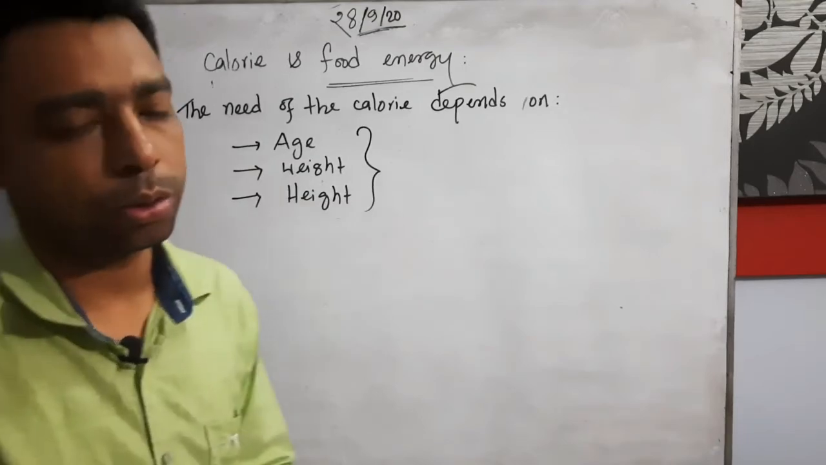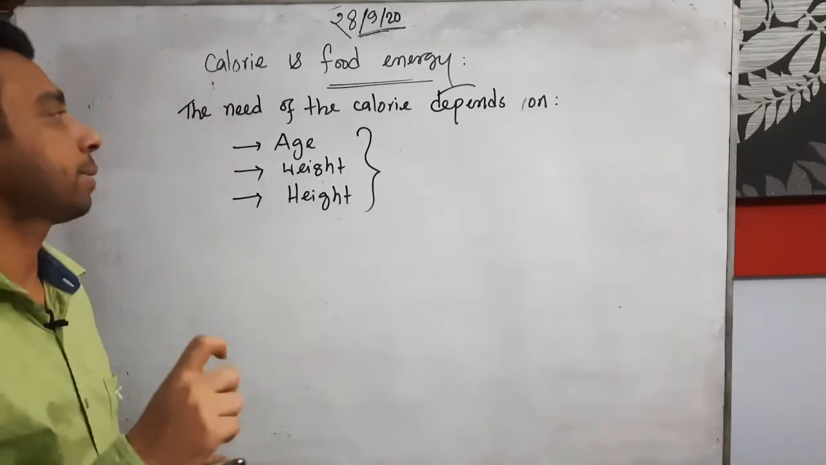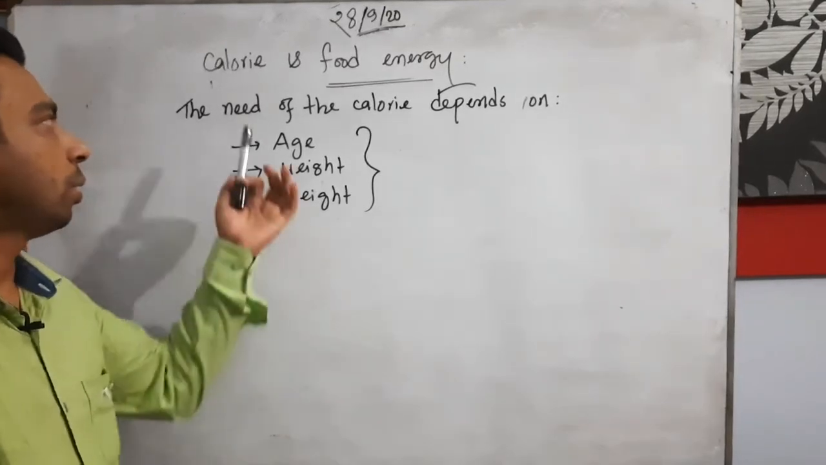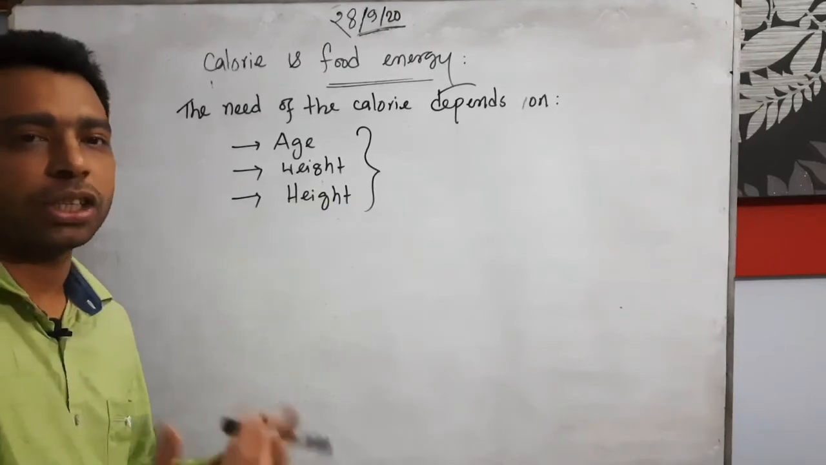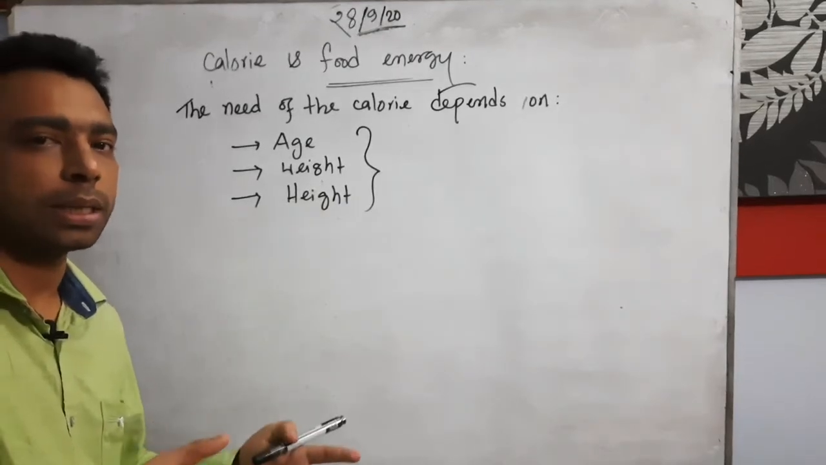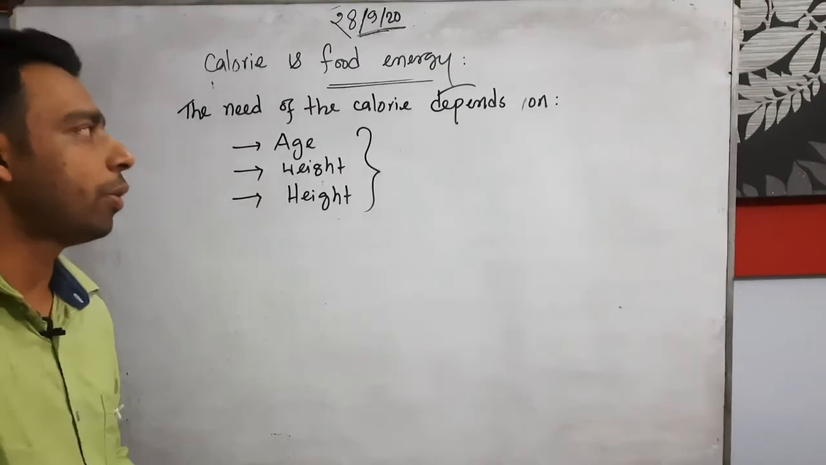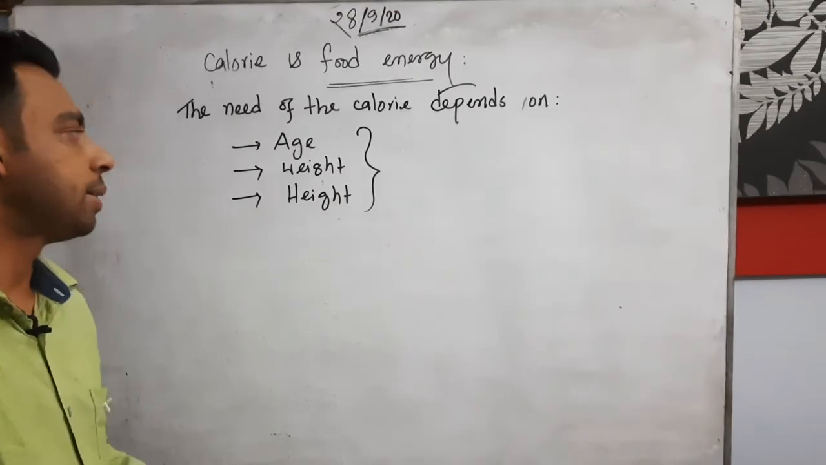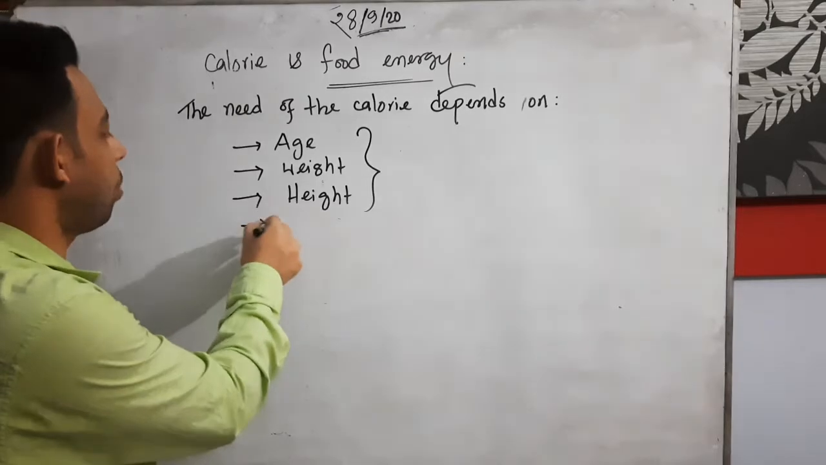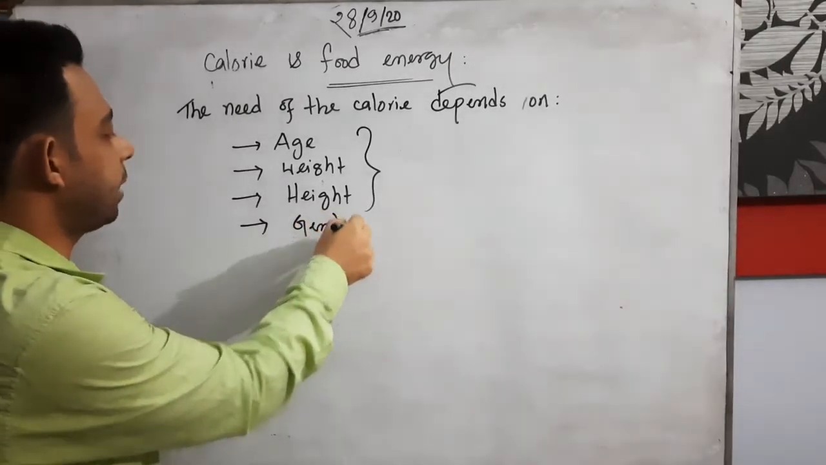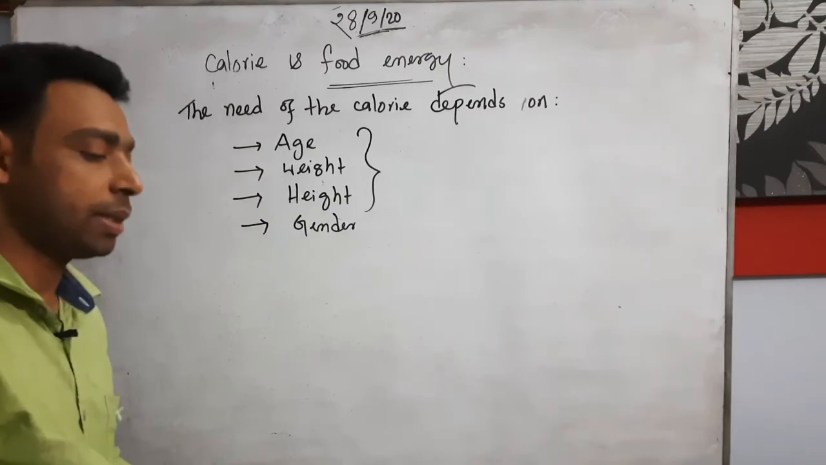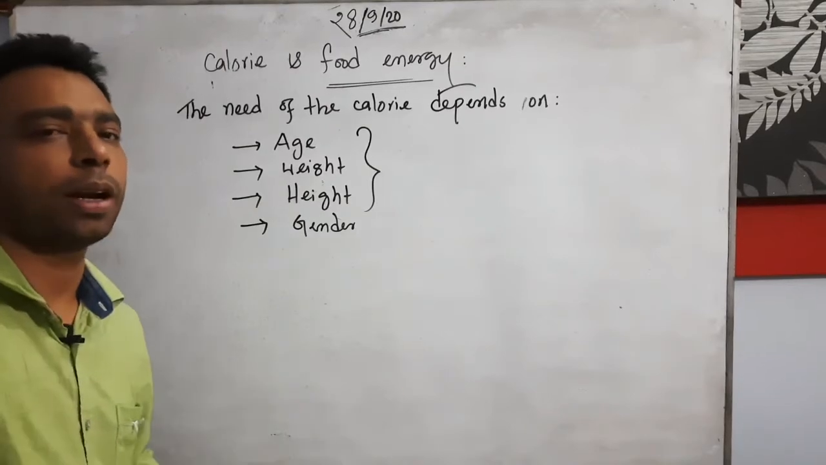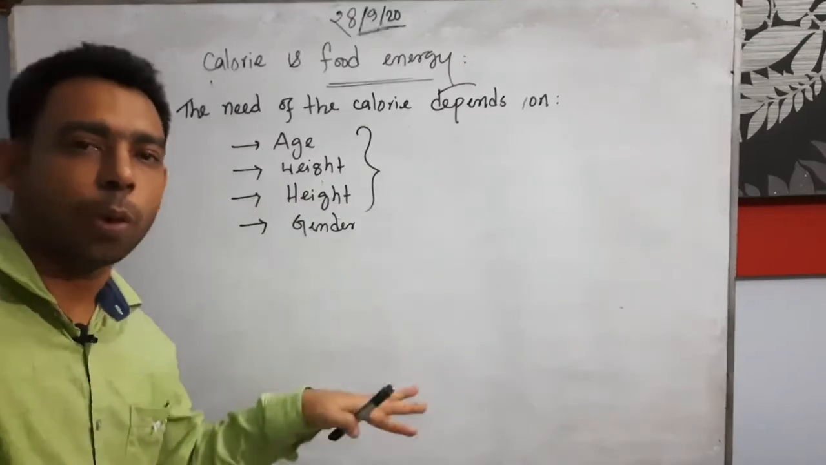Many of them also write some points such as family members, or the need of calorie for body shape, for body growth, and many other things. But I told you the need of calorie depends basically on three things: age, weight, height. What about your age? A 4 year old child and a 15 year old child do not need the same amount of calorie in their body, not similar.